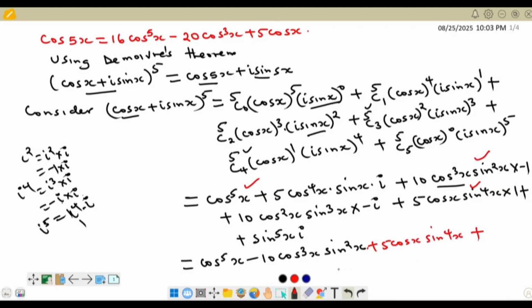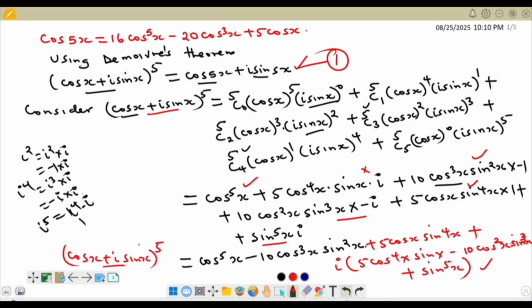And those that are containing i, we shall pull i out. We shall have 5 cos to power 4 of x, then sine of x. Then the next one is 10 cos to power 2 of x, with a minus, so we shall consider that as a minus at once. So this will be minus 10 cos to power 2 of x, then sine to power 3 of x. Then we shall add sine to power 5 of x. That is basically what we shall have.